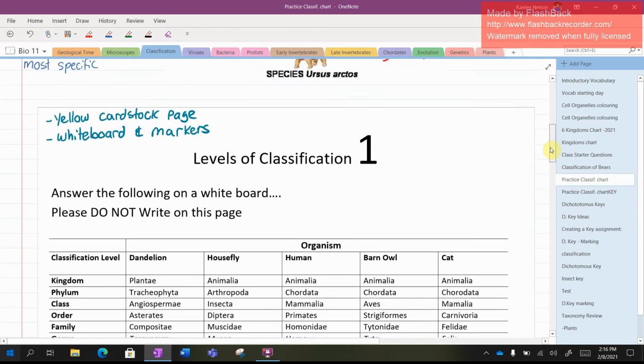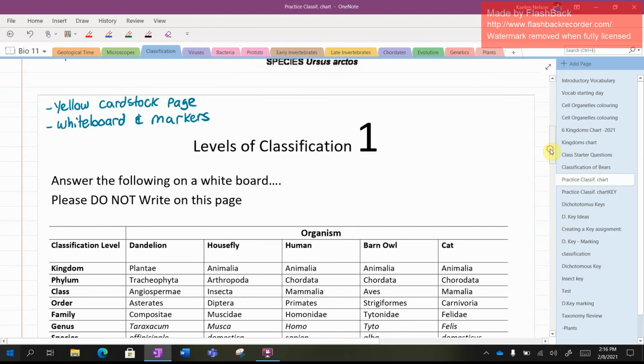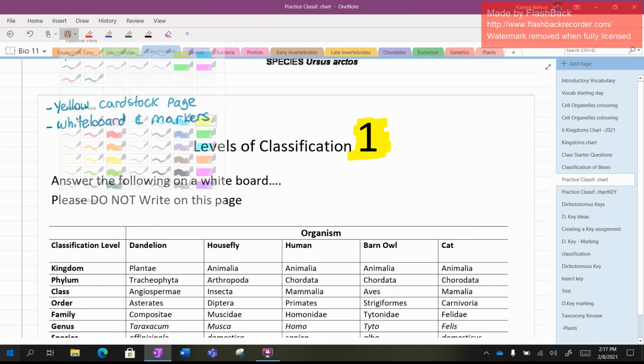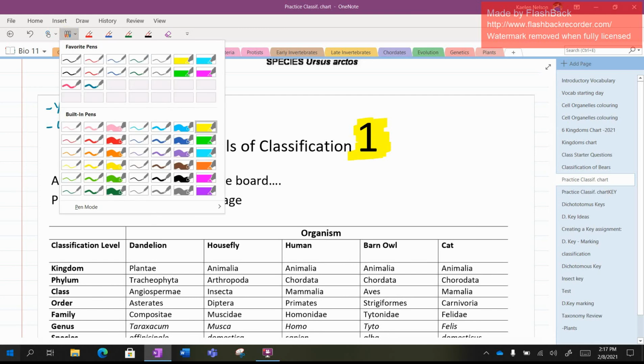For the next piece, you are going to get a piece of yellow cardstock that has this worksheet on it and a whiteboard and markers, and please don't write on my page. When you've got your piece of cardstock, make sure you are on classification side 1 when we begin. You can pause the video here if you need to collect materials.